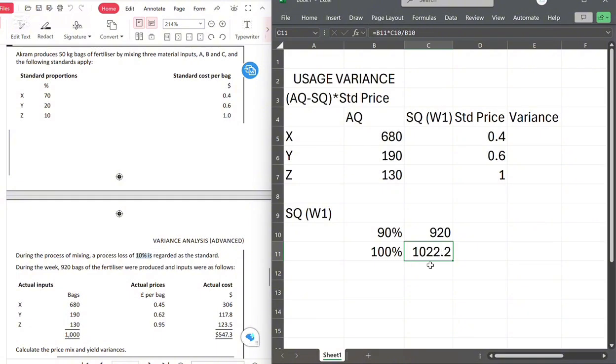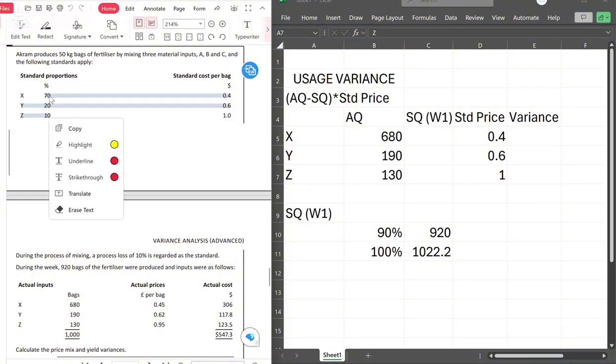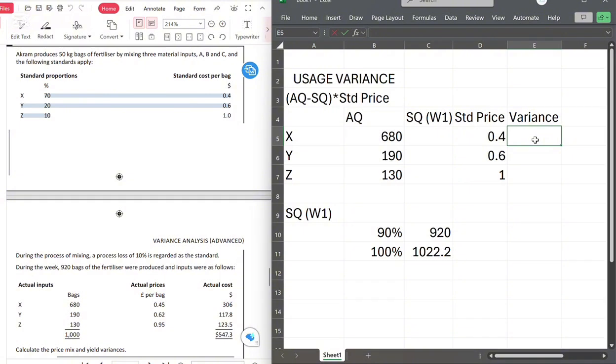And if that is the case, what portion will be X, what portion do we expect to be Y, and what portion do we expect to be Z? That has been given here because the standard proportion of our materials for the overall product is in this ratio of 70, 20, 10. So X will just be 70% of that, and all other products will follow suit. So Y will be 20% as well.